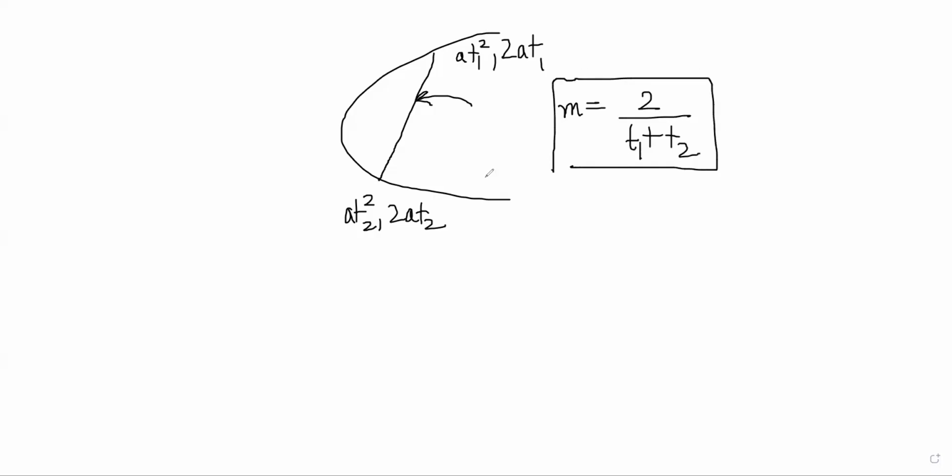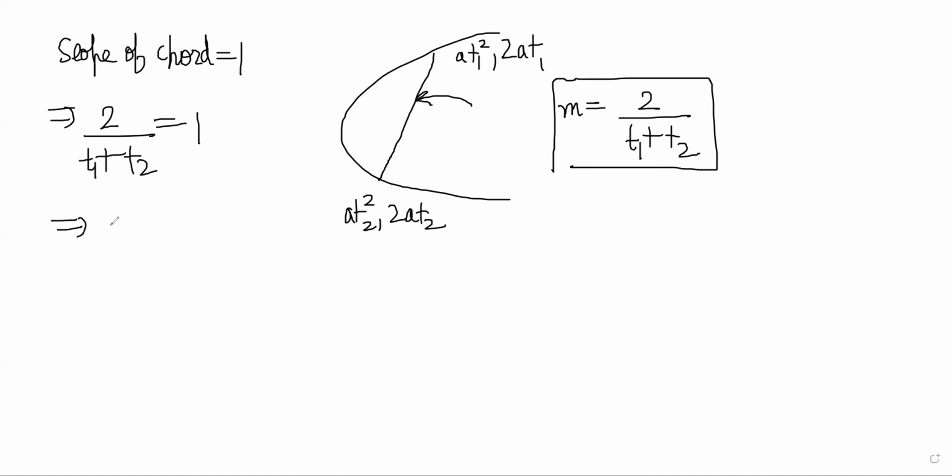This is a fact that is very important to remember. So here we can directly use that. Here it is saying slope of chord is equal to 1, which means 2 by t1 plus t2 equals 1, which means t1 plus t2 equals 2. So that is an additional piece of information that we know.